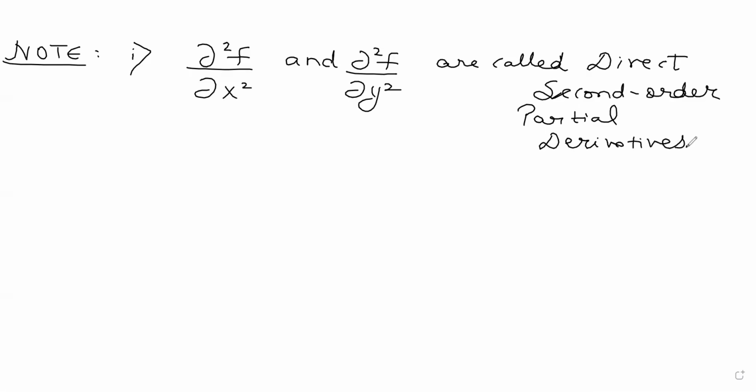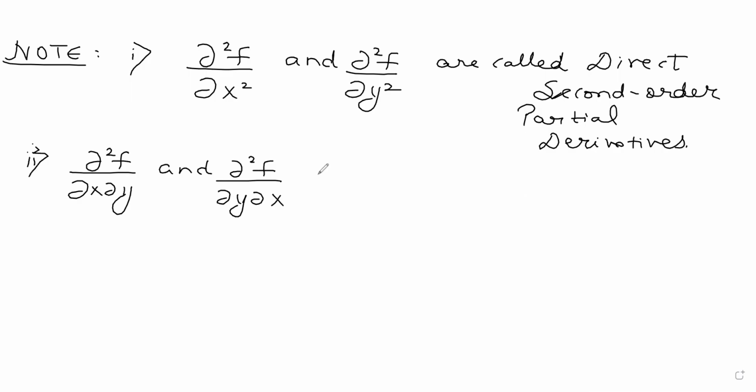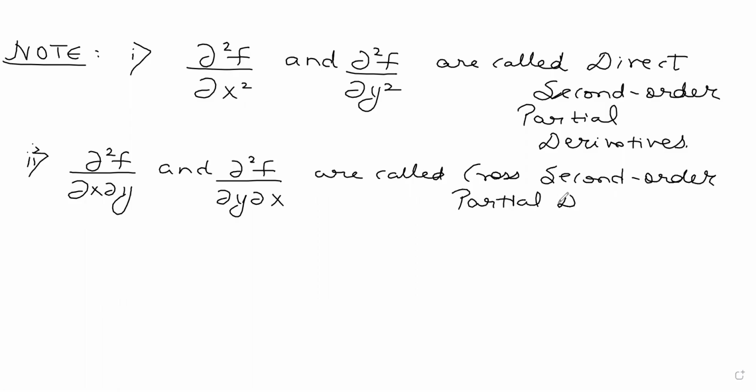These are called the direct second order partial derivatives. And if I talk about del square f by del x del y and del square f by del y del x, these are called cross second order partial derivatives. Now all students should know the notations of these, how to denote these.